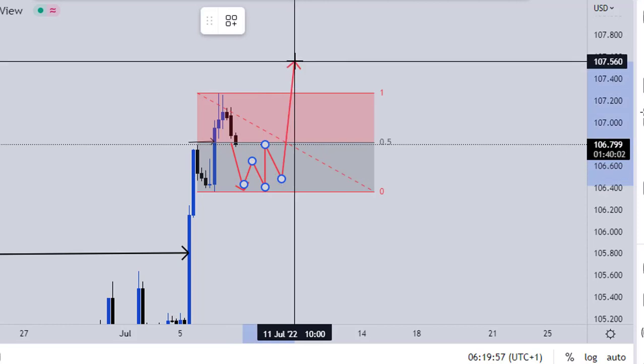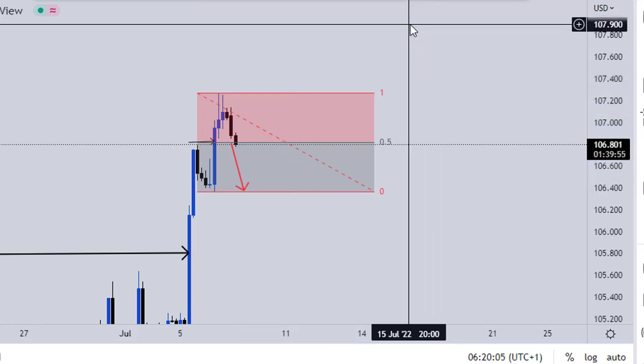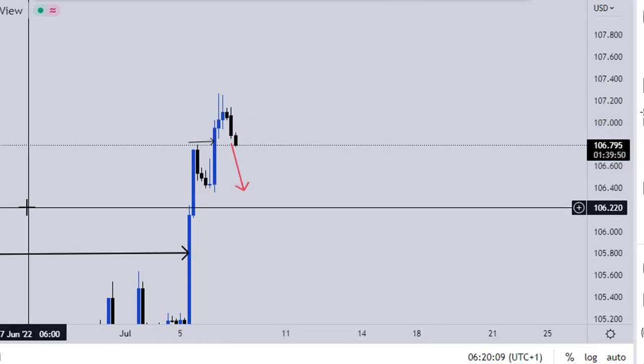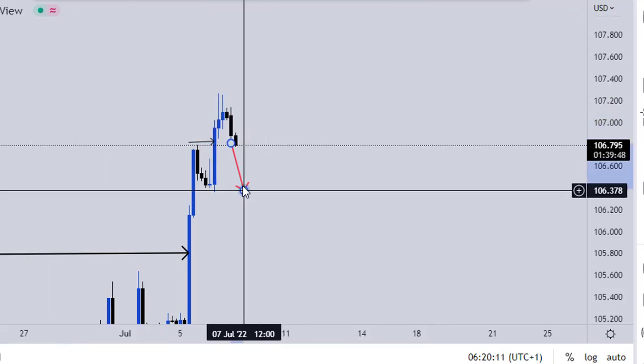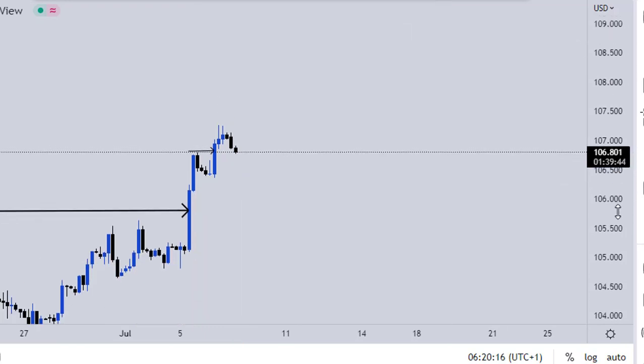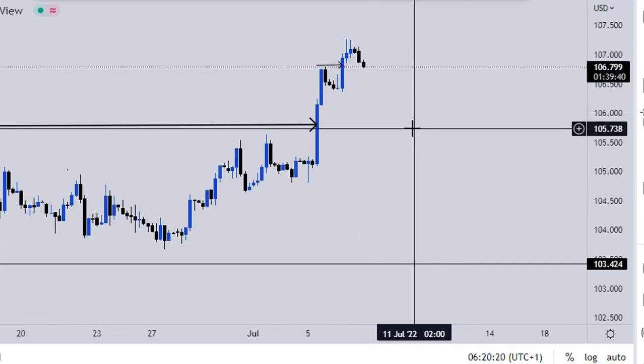Honestly, I'm expecting DXY to start making higher highs. To me, I am very bullish on DXY right now. DXY is very, very bullish. Looking at what is happening here, I am not in any time trying to predict DXY to be short. So DXY is very, very bullish at the moment, looking at what is happening on the daily time frame and the 4 hour time frame.